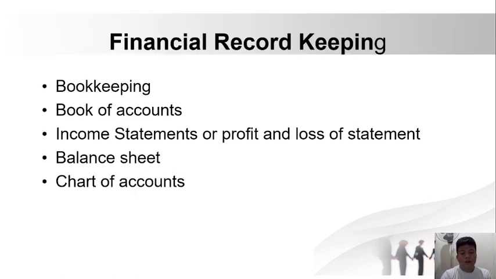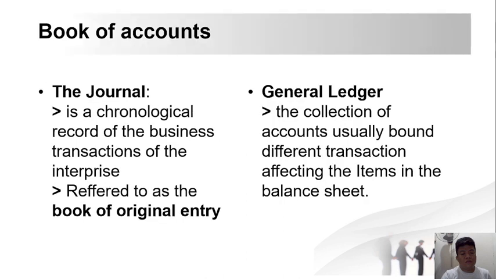Financial record keeping: bookkeeping, books of accounts, income statement or profit and loss statement, balance sheet, chart of accounts. Books of accounts. The journal is a chronological record of the business transactions of the enterprise, referred to as the Book of Original Entry. General ledger: the collection of accounts, usually bound, of different transactions affecting the items in the balance sheet.